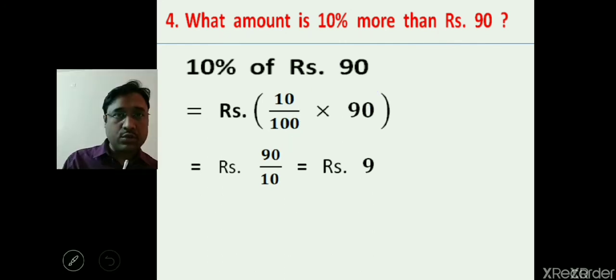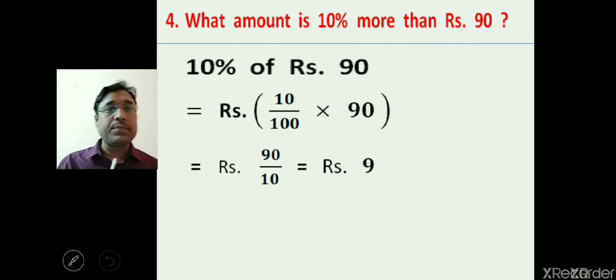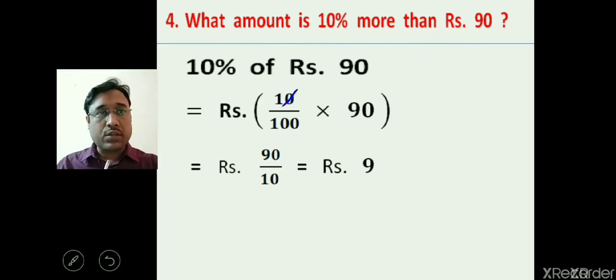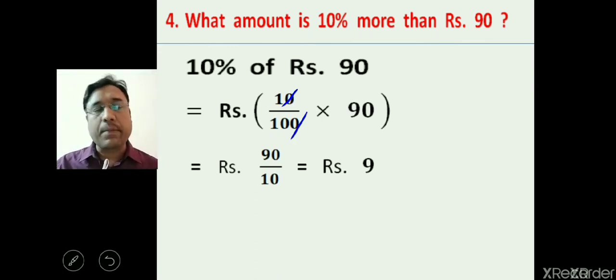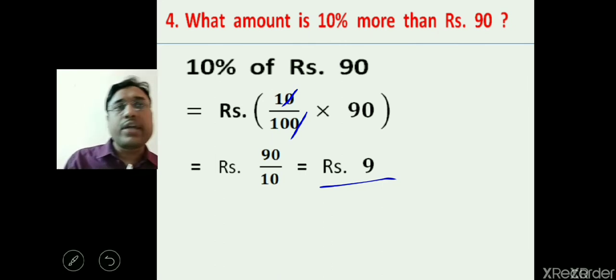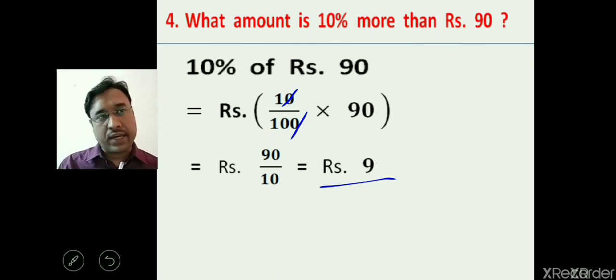Okay, 10% of 90 is 90 by 10, and you will solve that also. This is also one of the ways that you will multiply. 1 0 only will cut from here. This is also one of the ways. So 90 by 10, after that next step you can also cut, but the answer will come 9 only. Okay, so 10% of 90 is 9, rupees 9. 10% of rupees 90 is 9.